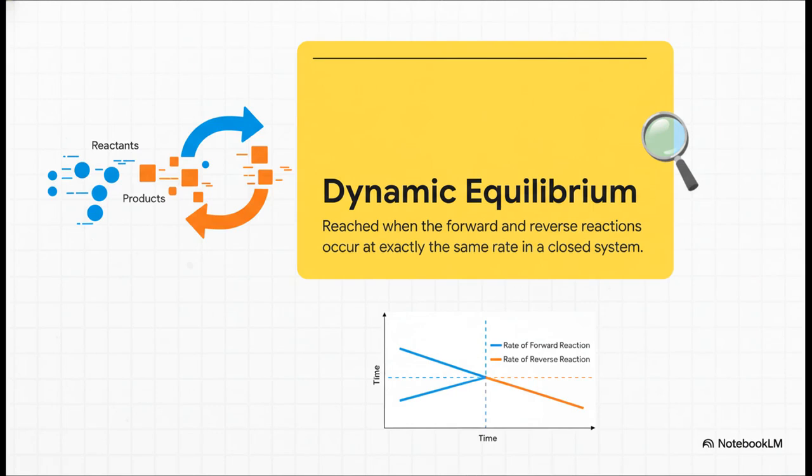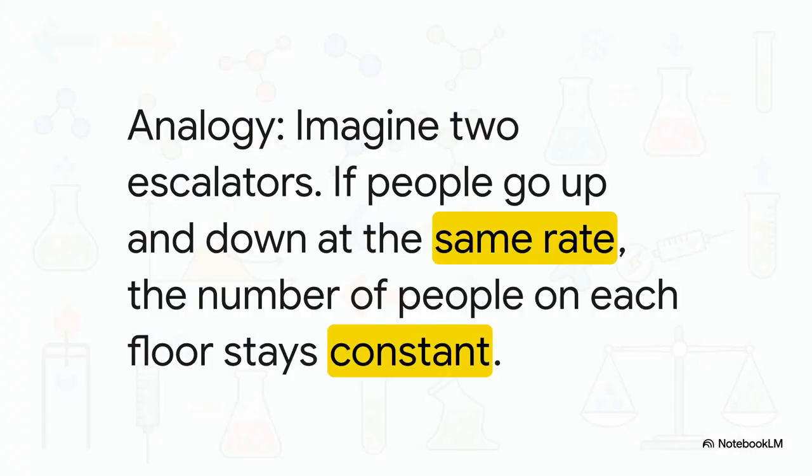Now, the word dynamic here is super important. It does not mean the reactions have stopped. No way. They're still whizzing along. It just means that the speed, or the rate, of the forward reaction is now exactly the same as the rate of the reverse reaction. And because they're perfectly balanced, the total amounts of reactants and products don't change anymore. They're constant.